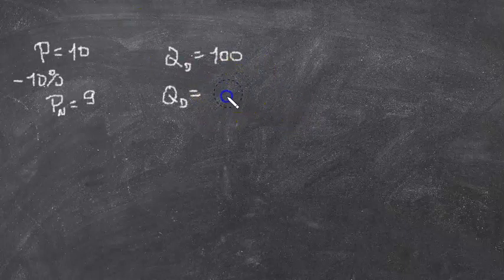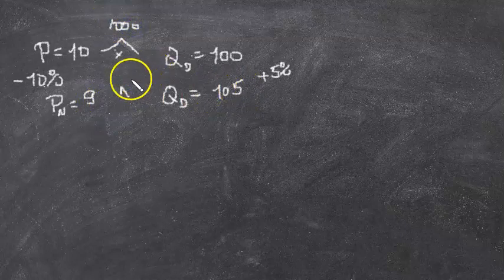We decrease the price, we're going to sell more, right? So we go to 105, let's say. We go up by plus 5%. Well, here we had a revenue of 10 times 100, which is 1,000. Here we have a revenue of 9 times 105, which is 945. So revenue is going to go down.